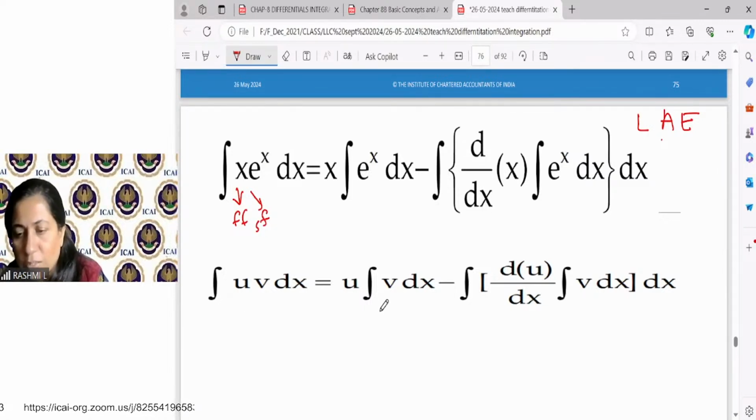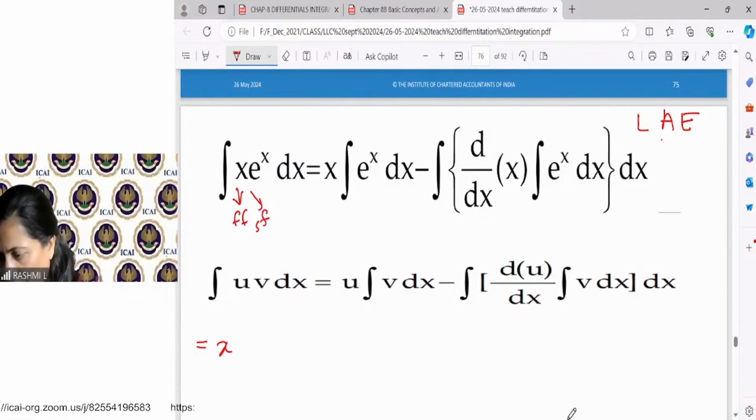So what does uv say? u into integral of v minus integral of derivative of u into integral of v dx. So this is equal to first function, which is x, into integral of second function, so integral of e raised to x. Instead of directly writing, I usually do it this way.